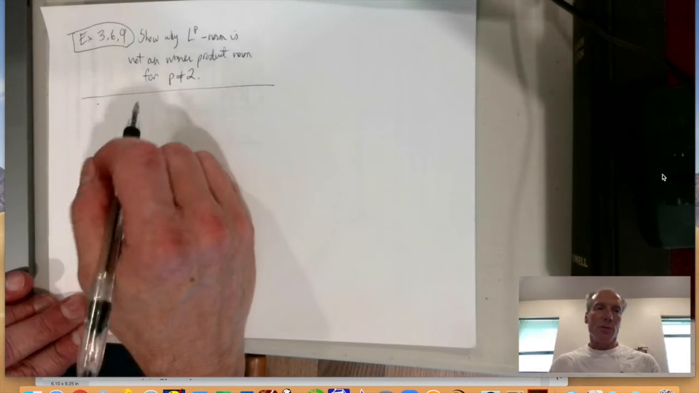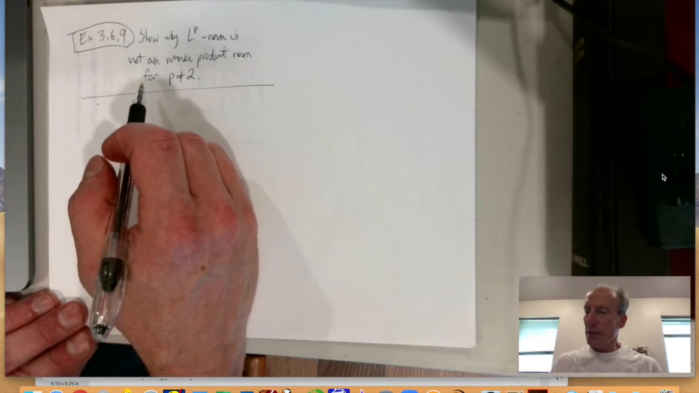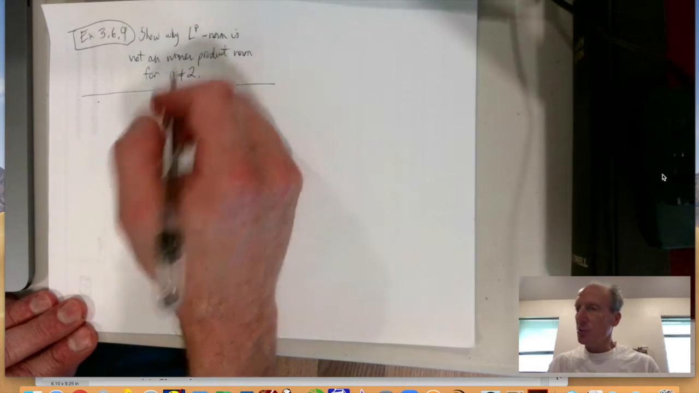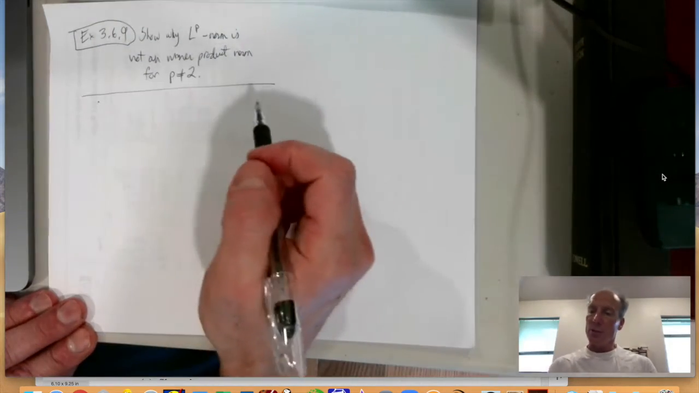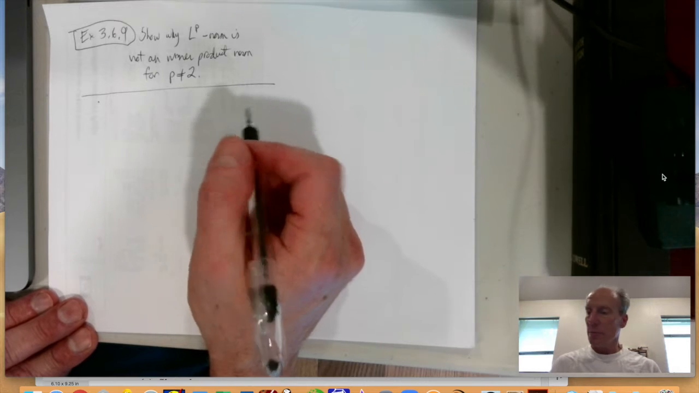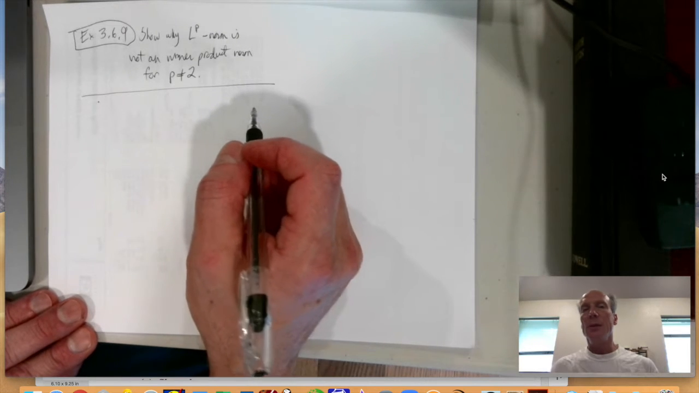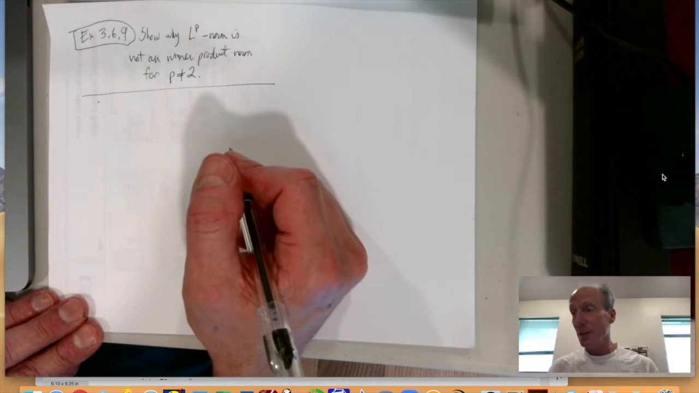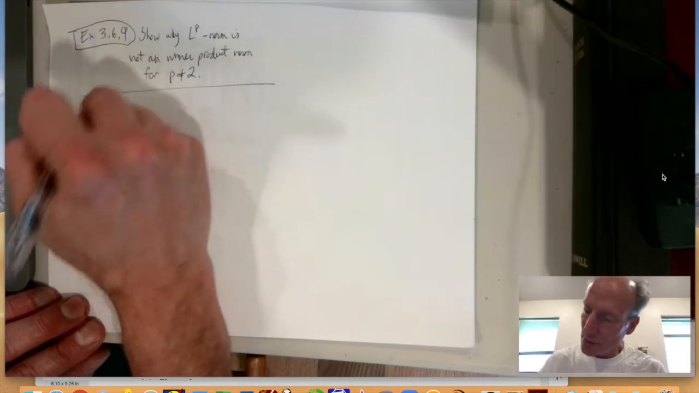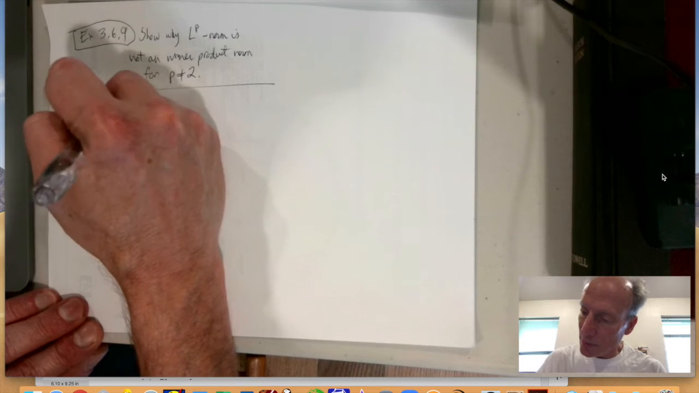The point of this exercise 3.6.9 is that we must show why the L^p norm for p not equal to 2 is not an inner product norm. So what should we be looking at? That's right, Caleb. Parallelogram identity. Excellent job.